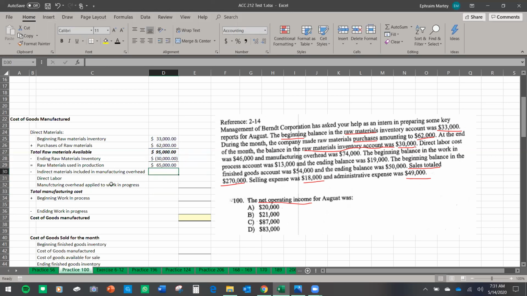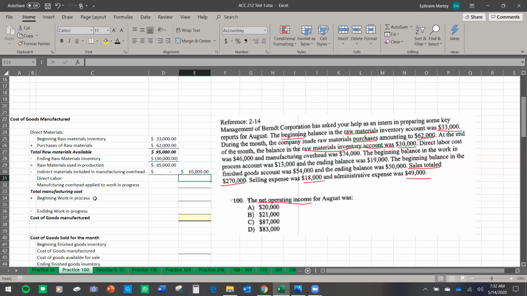Now, indirect raw materials. I put this here so you can see what it looks like when you have a problem that doesn't have indirect material. In this case, there's no indirect material in this problem. You can read through it. If there were indirect material, that's when you put the number there and subtract. But there's none, so it's 0 here, and if we subtract the 0, we still have 65,000.